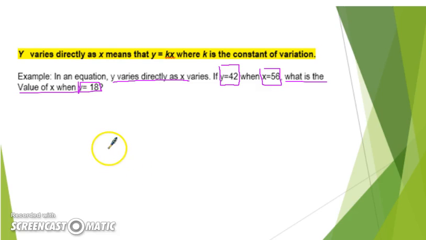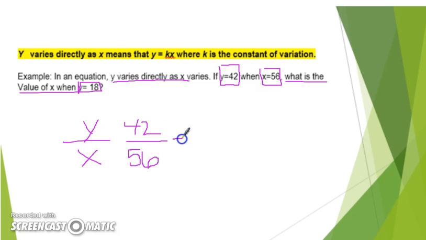So all you would do here is you would set up a proportion. So my proportion should be y over x, because those are the two things that we have here. My y value is 42 when my x value is 56. And this is going to be equal to 18, because 18 is my y value. And we don't know the x value, so we're going to put x. So we're going to solve for x. So what I would do here is I would cross multiply. So I would multiply 56 times 18.